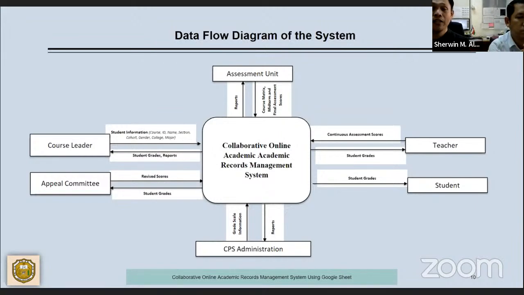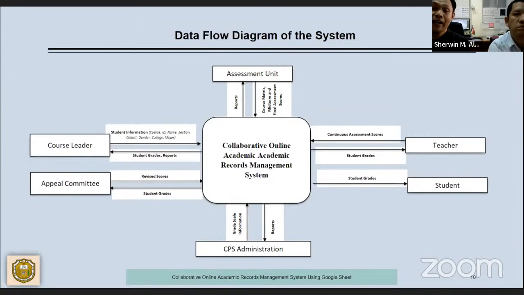The Google Sheet is shared through the Google Drive, which is accessible only using the university Gmail account. So the overall access of the system is the academic records officer, which is us, to the Google Sheets, and updates the spreadsheet program. The privileges of each user are set by the ARO depending on their purpose of use.